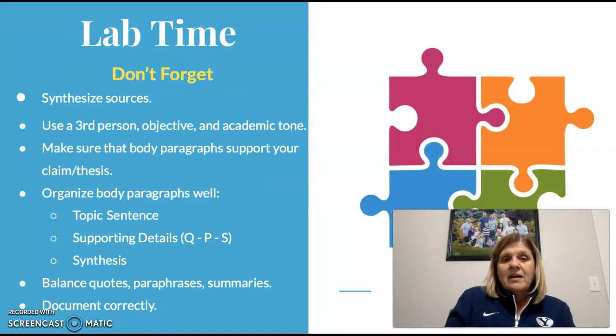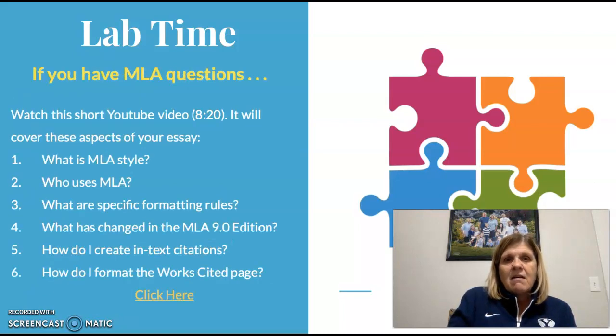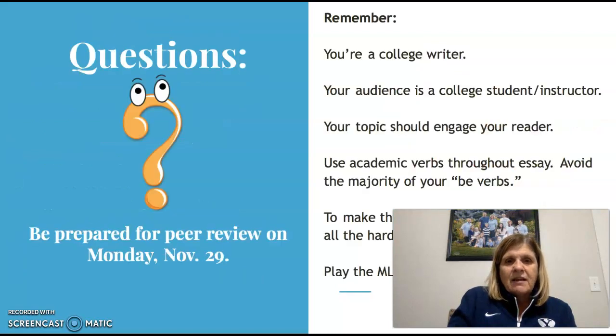Finally, look over these strategies before you begin your essay. Look over these strategies for questions, and look over this strategy and begin writing your essay. Good luck.